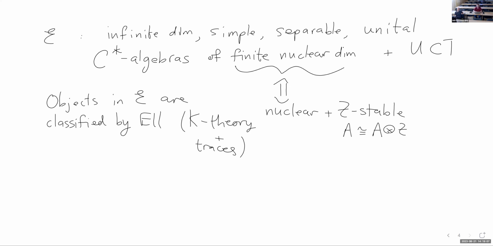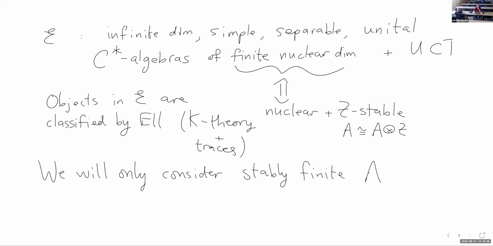On the flip side of this, we have the stably finite ones. Equivalently, the stably finite objects are just the ones with traces, the ones for which the simplex of tracial states is non-empty. And I will only address the question on that side of things. So we will only consider stably finite objects in E. And as I said, it's just that the trace space is non-empty.